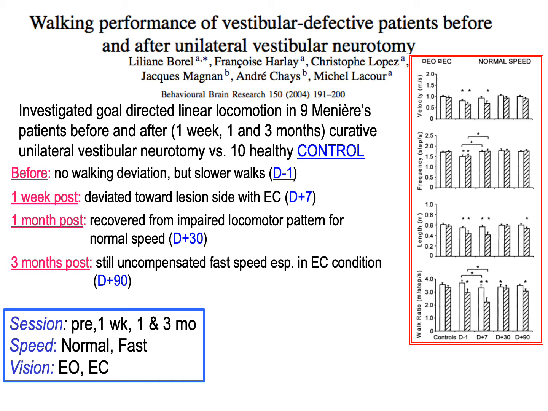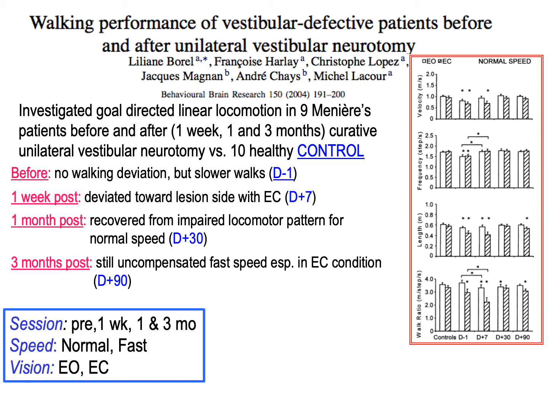But what's interesting is that when they close their eyes, that's where you'll see large decreases in the walk ratio, the stepping length, and the velocity. So they really are impacted by having their eyes closed. Again, makes sense.